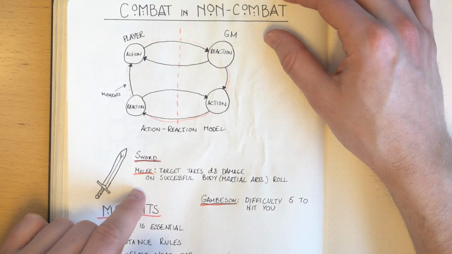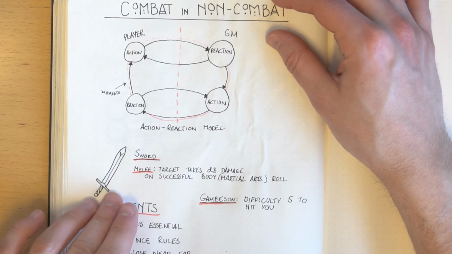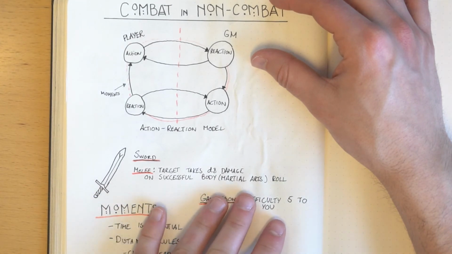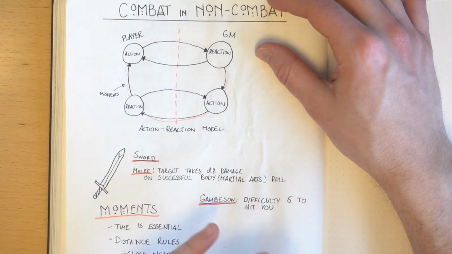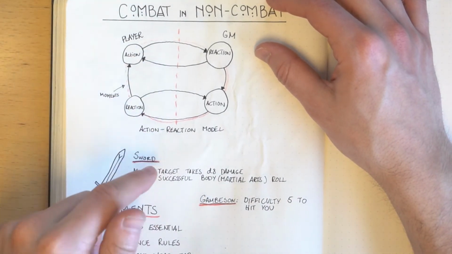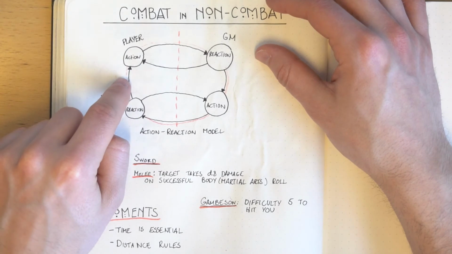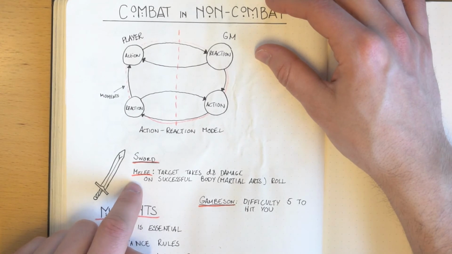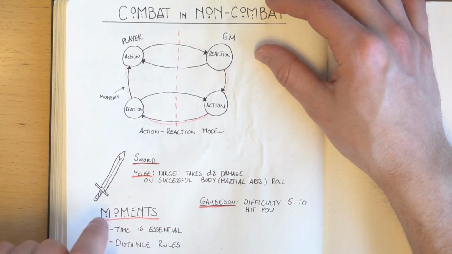implicitly add those rules into weapons and armor. I can say the sword is a melee weapon. The target takes d8 damage on a successful body martial arts roll. Right? You just attack with the weapon. This is what the weapon does whenever you want to use it. And so whenever the player says, I want to attack the bad guy, well, this is how it is resolved. You don't have to have attack actions, you don't have to have action points and so on. You can just say, yeah, these are the rules for attacking with the sword.